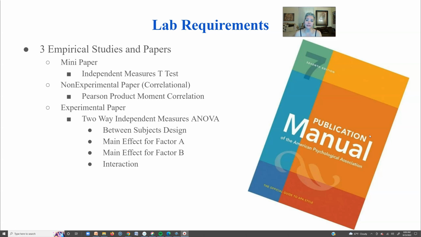And then you'll be analyzing the main effect for your first independent variable, which we call factor A, your main effect for your second independent variable, which we'll call factor B, and the interaction between those variables. And so hopefully those terms and concepts are familiar from your statistics class. If not, we'll teach you those concepts. It'll be a little bit more challenging, but definitely not impossible.